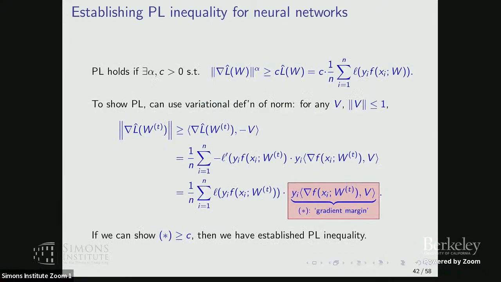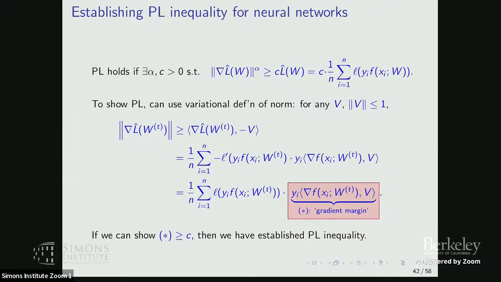Right, so how do we go about establishing this PL inequality? Just as a reminder, the PL inequality holds if we can show that there are some constants alpha and c, such that this gradient norm for the empirical risk to the alpha can be bounded from below by a constant times L hat of w. Right, so this is assuming opt is 0, for instance. And so one kind of obvious way to start is to consider alpha equals 1, and then use the variational definition of the norm.